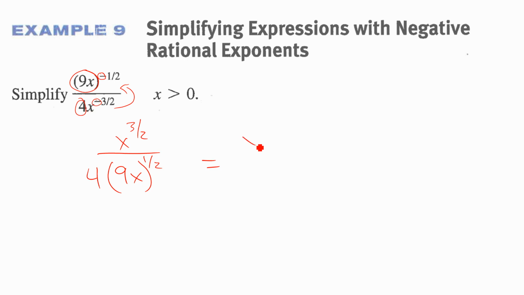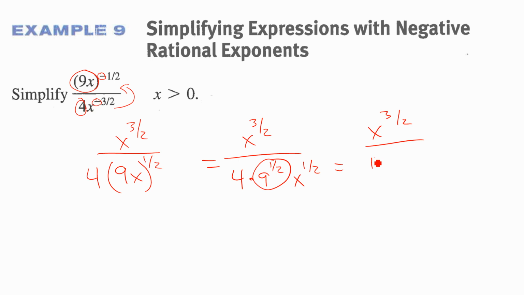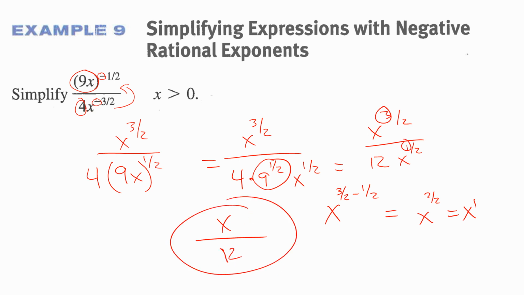Now we have x to the 3/2 over 4 times, this 1/2 would distribute, 9 to the 1/2, x to the 1/2. In the numerator, x to the 3/2 over, this turns into 3. 3 times 4 is 12, x to the 1/2. And if we have 3/2 on top and 1/2 on the bottom, we get to reduce them by subtracting. 3/2 minus 1/2 is just 2/2 or 1. So we have x to the first on top, because 3 is bigger than the 1, still on the top, over 12. X over 12.